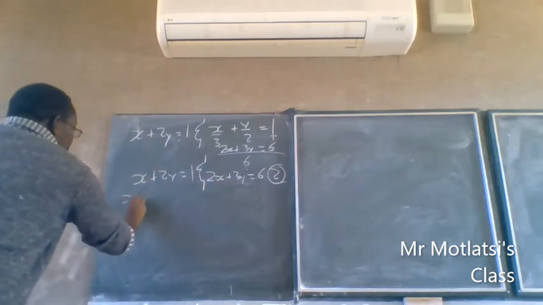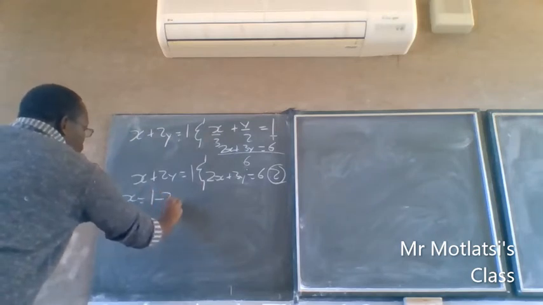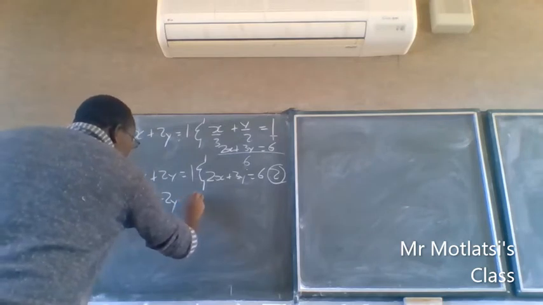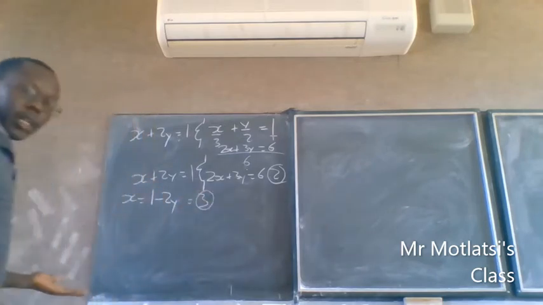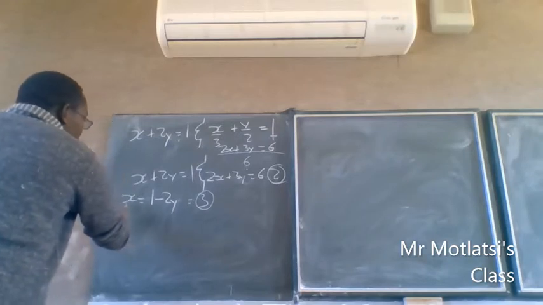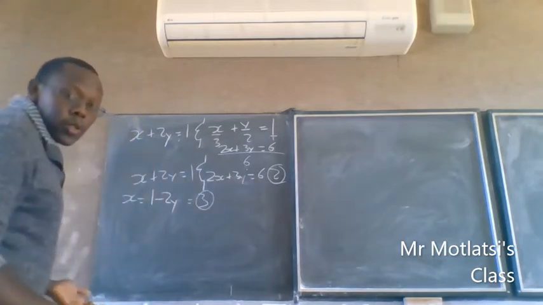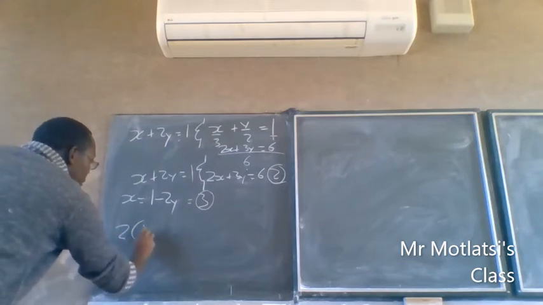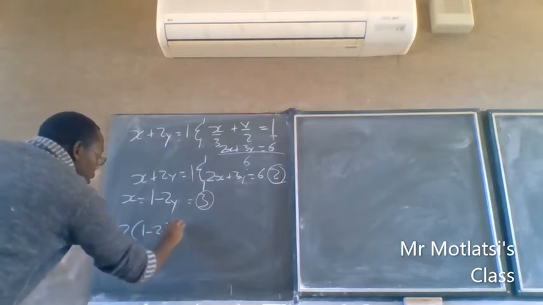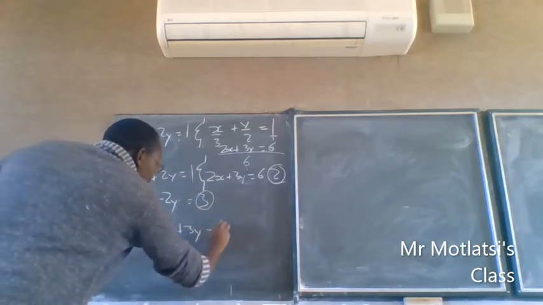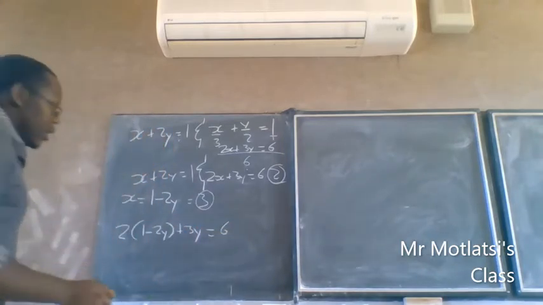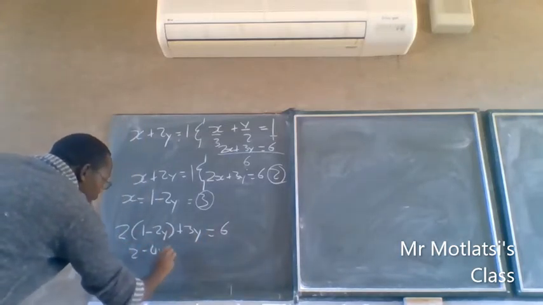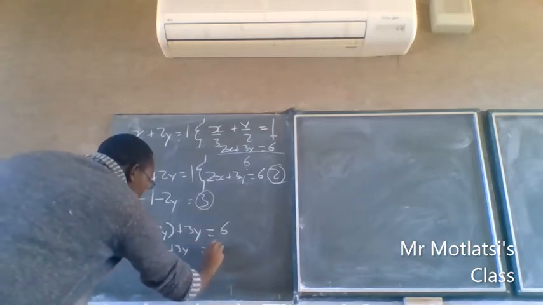So x is equivalent to 1 minus 2y. Let me call this one equation 3. And so on the next equation, I'm going to substitute for x. So that equation is 1 minus 2y plus 3y, this is equivalent to 6. And so therefore, 2 minus 4y plus 3y is equivalent to 6.